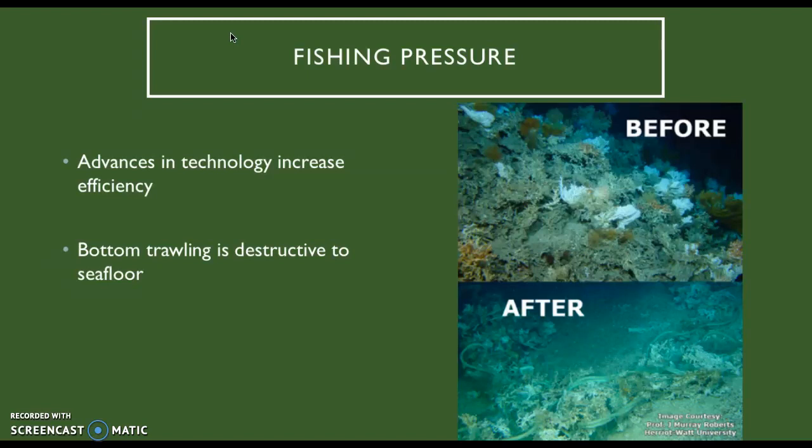Fishing pressure is another driver of this habitat loss. So as technology has developed and changed over time, fishing practices have used these technologies to more efficiently fish. These more efficient practices have caused overfishing as well as damage to the ocean floor. Bottom trawling is a very destructive way of fishing that uses a net and weights that drag across the ocean floor and pick up anything that ends up in the net.